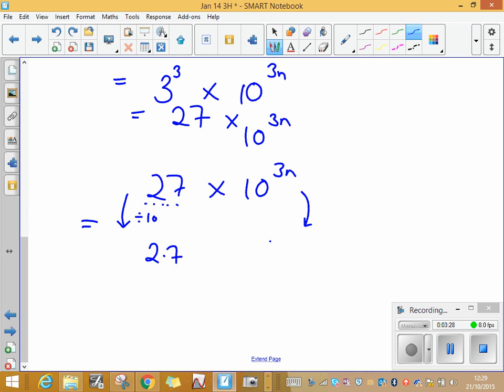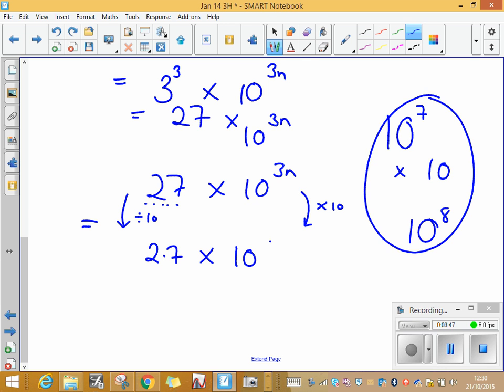Now, in order to adjust that, if I've divided this part of the number by 10, I need to multiply this part of my standard form number by 10. And when you have a power of 10, like 10 to the power 7, if you multiply it by 10, the power goes up by 1 and becomes 10 to the power 8, for example. So here I have 10 to the power 3n. If I multiply it by 10, the power goes up 1. And if I have 3n and I add 1, it becomes 3n plus 1. So my answer in standard form is 2.7 times 10 to the power 3n plus 1.